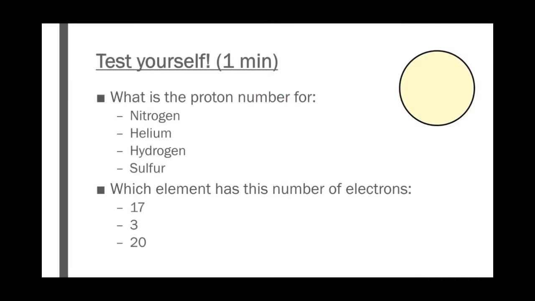So let's do a quick test. Just take out any rough paper or you can write down on your notes itself. Can you find out what is the proton number for these 4 elements, as well as which element has this number of electrons itself? So you have 1 minute and your time starts now.